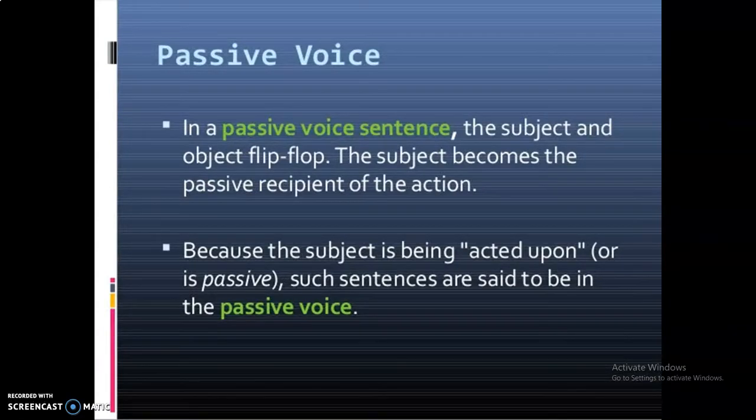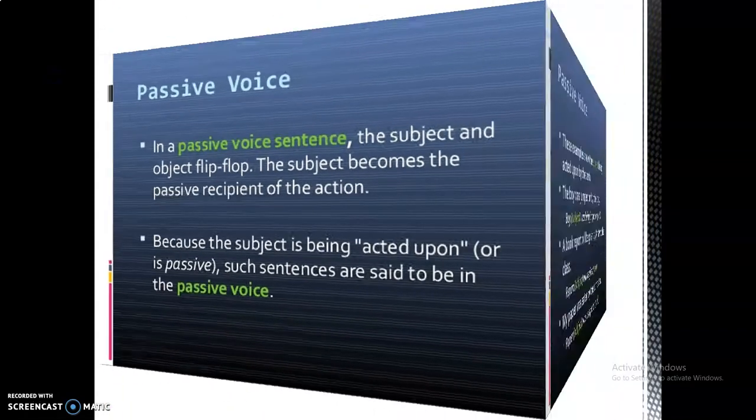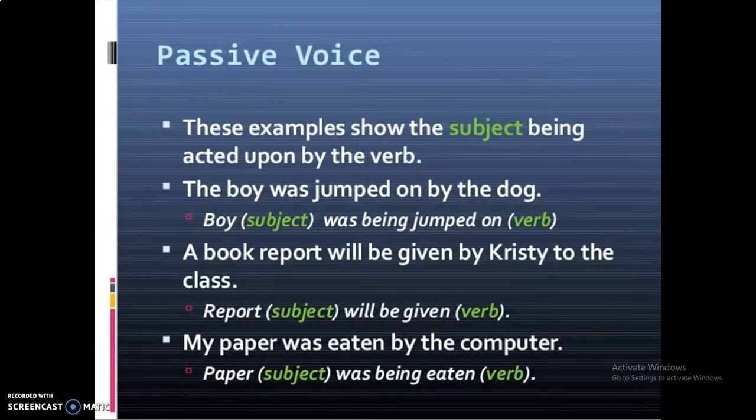So now passive voice. In a passive voice sentence, the subject and the object flip-flop. So the subject becomes the passive recipient of the action. Because the subject is being acted upon in passive, such sentences are said to be passive. These examples show the subject being acted upon by the verb. So the boy was jumped on by the dog. Boy is the subject, was being jumped on.